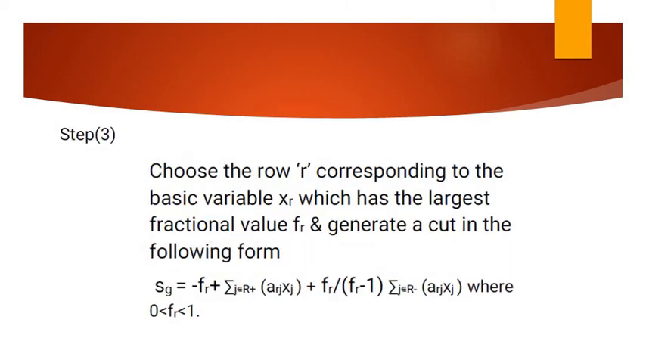In step 3, we choose the row r. Small r represents the number of the row, first row, second row, like that. Choose the row r corresponding to the basic variable xr, which has the largest fractional value fr, and then generate a cut in the form Sg is equal to minus fr plus sigma arj xj when j belongs to r plus fr by fr minus 1 into sigma arj xj when j belongs to r minus, where fr always lies between 0 and 1.